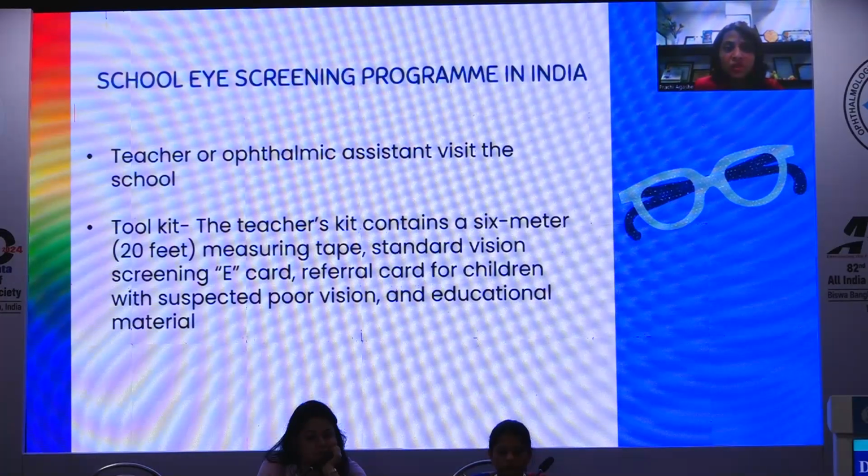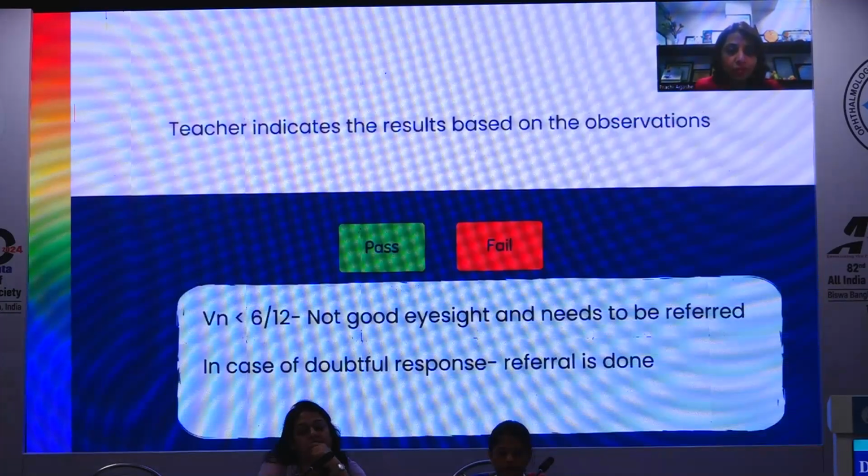The school eye screening program in India, as we talked earlier: the teachers and/or the ophthalmic assistant visit the school. They are given a toolkit which includes a measuring tape, a visual acuity chart, referral card, and educational material. One thing I would like to state is that the advocated vision card is the E-optotype card, because that can be randomized. The other Snellen acuity cards can sometimes be memorized by the kids and may not provide us with an accurate referral. The teacher indicates a subnormal result when the vision is 6/12 or lesser, or also in case of a doubtful response.